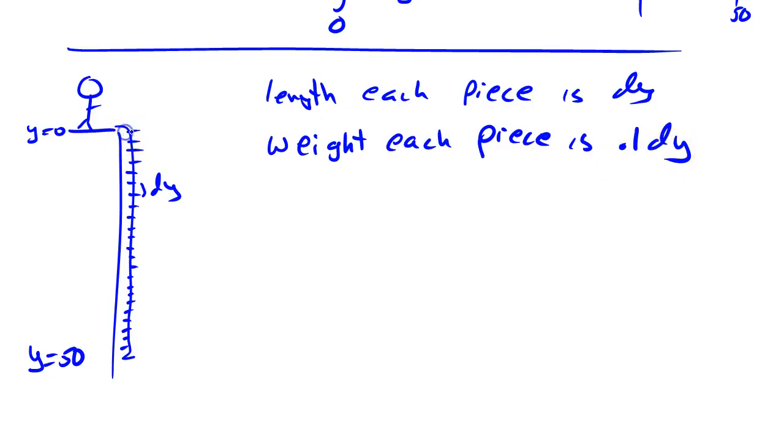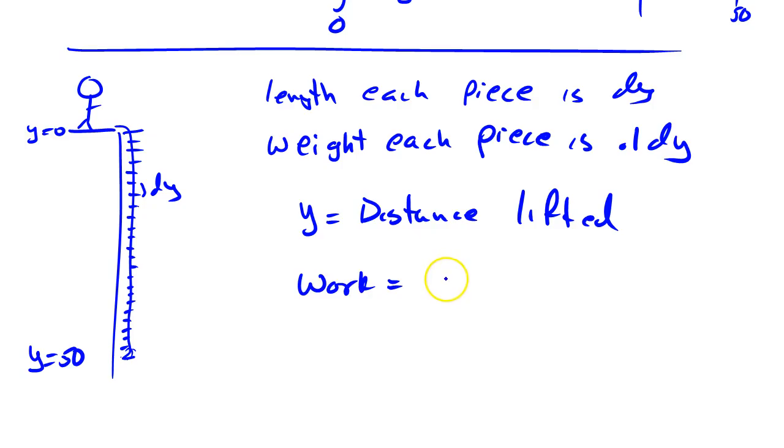Now, how far does this weight have to be lifted? Well, the weight that's here at the top with y equals 0 doesn't have to be lifted at all. The weight that's down here with y equals 10 has to be lifted 10 meters. The weight that's down here, that's 50 meters down, has to be lifted 50 meters. That is, y is the distance that it has to be lifted. So the work done to lift each little piece, a little bit of work, is y, distance lifted, times the weight, 0.1 dy.